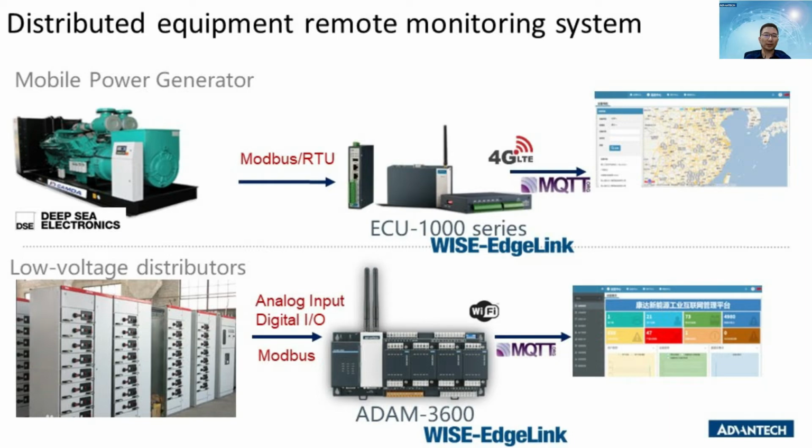Okay, next, this slide shows a distributed equipment remote monitoring system. So you can see this is a mobile power generator, also connected via Modbus RTU to our ESRP product. And then we are sending out the data via MQTT to the cloud by using 4G LTE. And then below is the low voltage distributor. All the analog input and digital I/O is connected to our ADAM 3600 via the Modbus protocol. And then the data is sent out to cloud using Wi-Fi via the MQTT protocol.